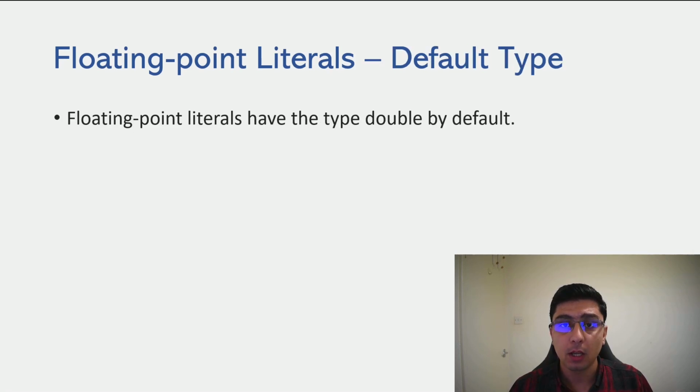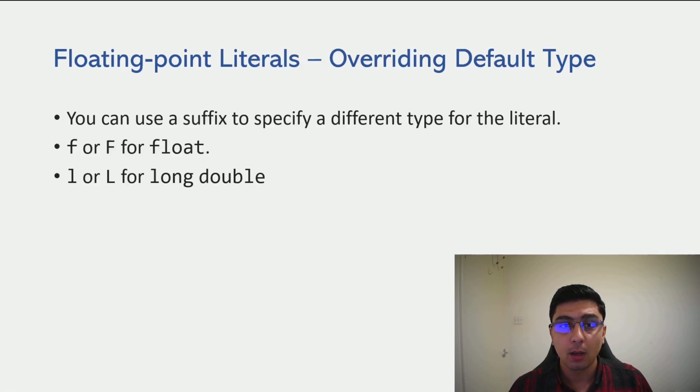By default, floating point literals have the type double. So whenever you write a floating point number without a suffix, it will be treated as a double. But if you need a floating point literal of a different type, don't worry, you can easily override the default by using a suffix. The suffixes available for floating point literals are straightforward. To specify a float, simply add an f or uppercase F at the end.